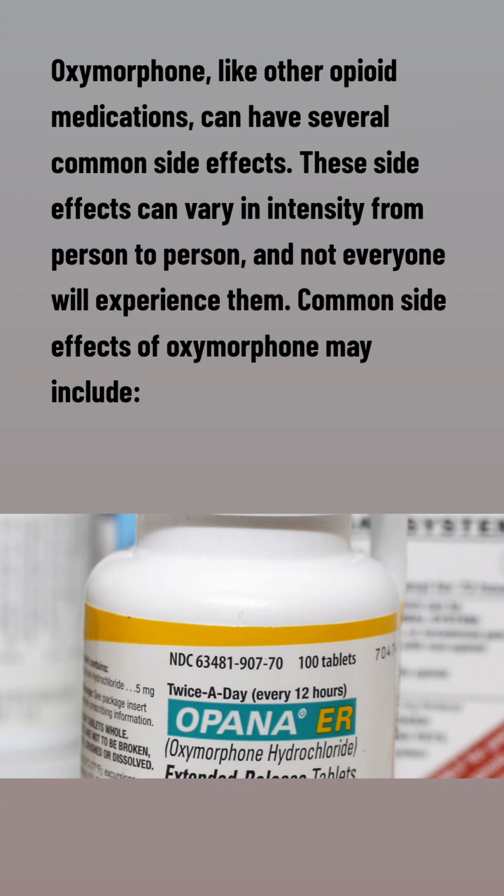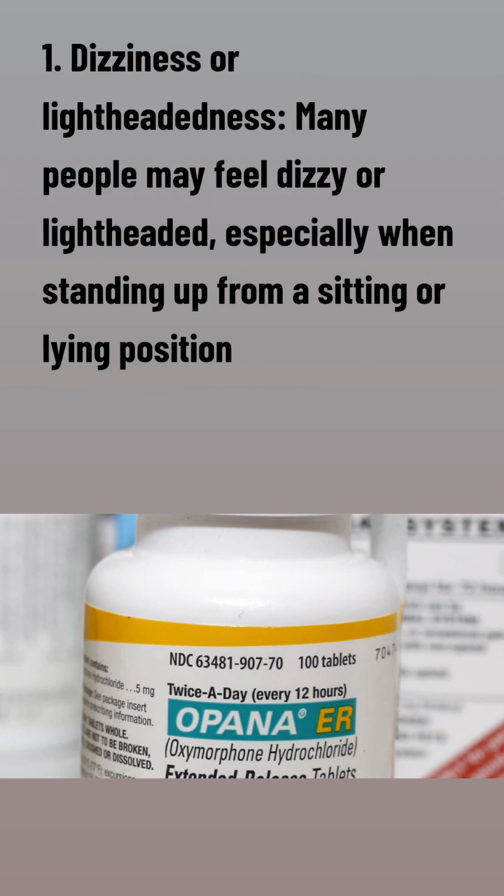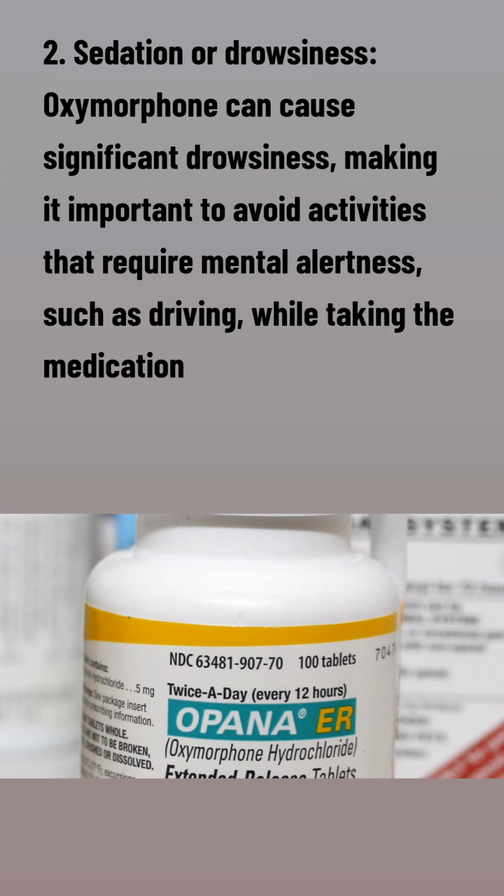Oxymorphone, like other opioid medications, can have several common side effects. These side effects can vary in intensity from person to person, and not everyone will experience them. Common side effects of oxymorphone may include 1. Dizziness or lightheadedness. Many people may feel dizzy or lightheaded, especially when standing up from a sitting or lying position. 2. Sedation or drowsiness. Oxymorphone can cause significant drowsiness, making it important to avoid activities that require mental alertness, such as driving, while taking the medication.